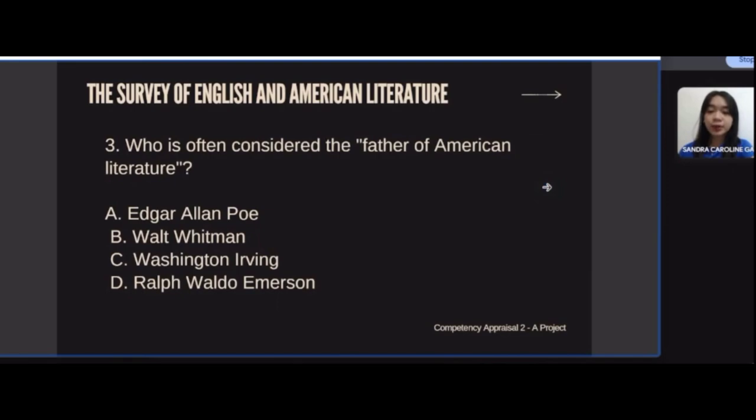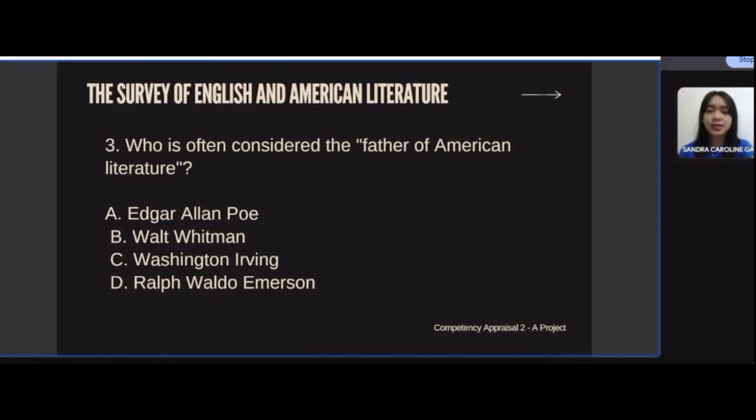Next is number 3. Who is often considered the father of American literature? A. Edgar Allan Poe, B. Walt Whitman, C. Washington Irving, or letter D. Ralph Waldo Emerson? The correct answer is letter C, Washington Irving.